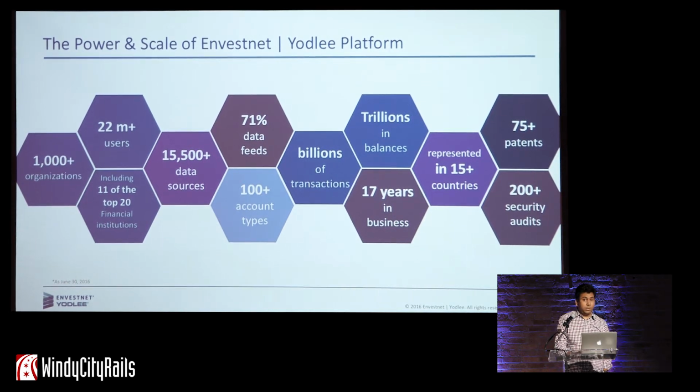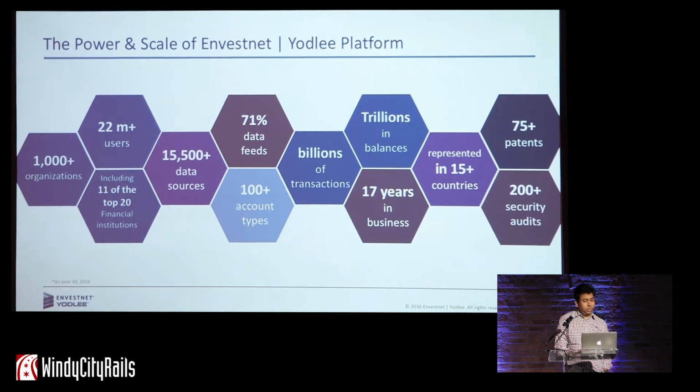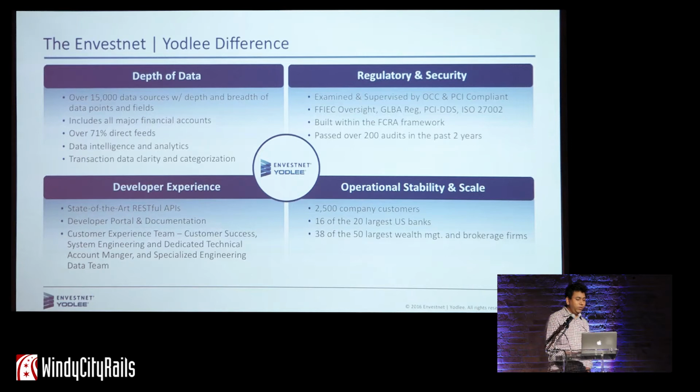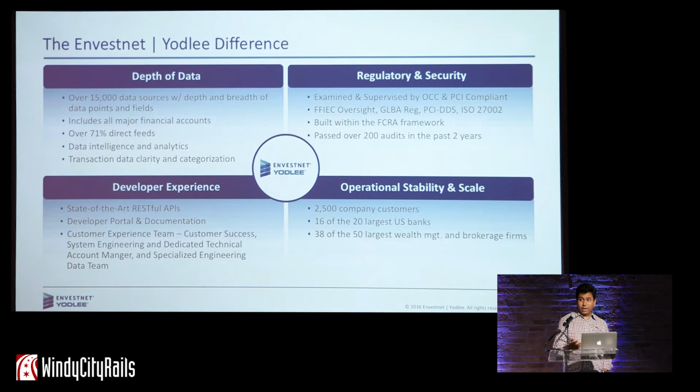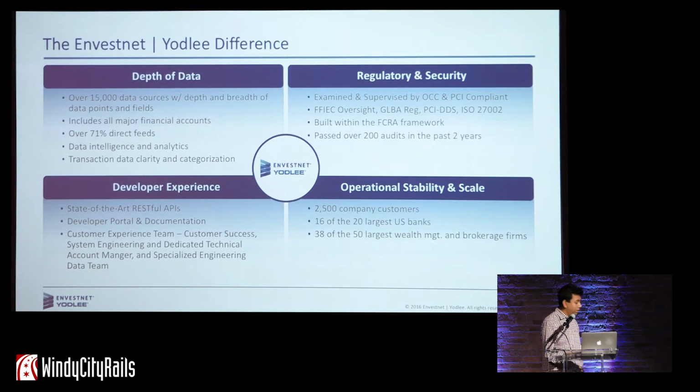So for the Yodlee platform, as I mentioned, we aggregate data from 15,000 plus data sources. We have 1,000 plus customers, 22 million plus active users every month, 75 plus patents, and are represented in 15 plus countries. We make a huge difference in terms of our platform. Again, I've talked about depth of data. Out of 15,000 sources, we have a direct feed from 70% of the sites. We built a lot of data intelligence and analytics based on the data we gather, and it's all available to developers and startup companies through state-of-the-art RESTful APIs.